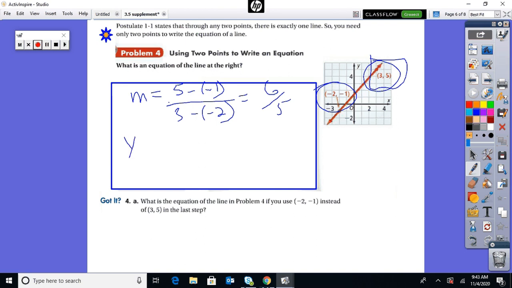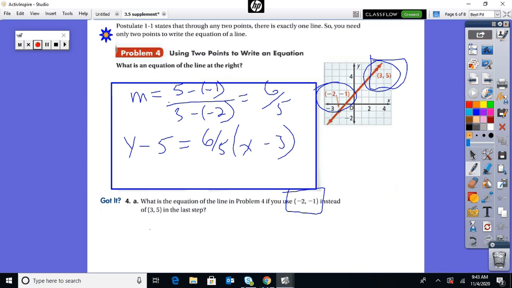So now I have y minus the y value, which was 5, equals 6/5 x minus the x value, which is 3. All right, and then you could switch this, but it's got fractions, and I don't really feel like it. So if you want to, you go nuts. You can switch it. All right, pause and try the got it. You're just using the different points this time.